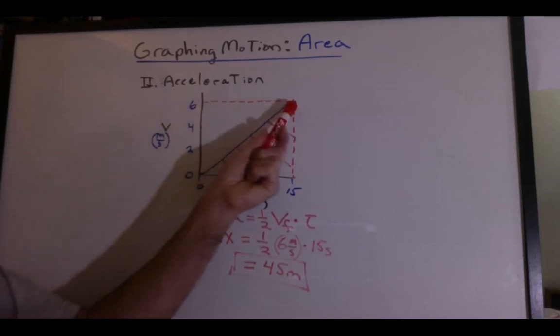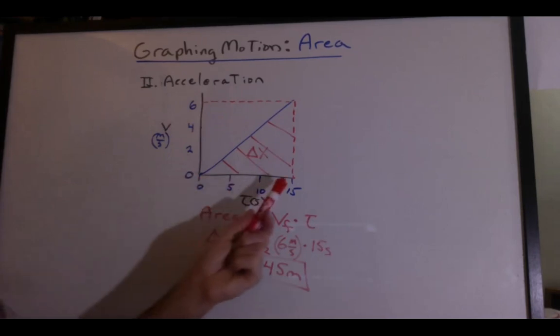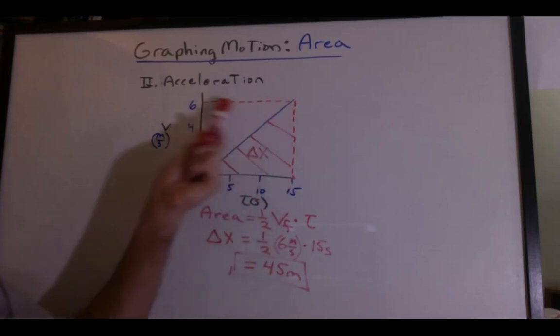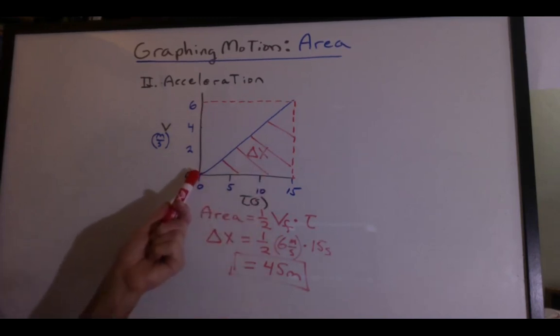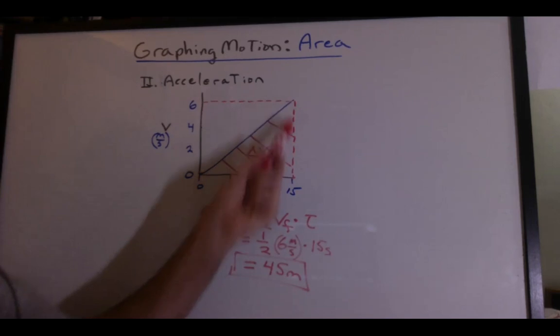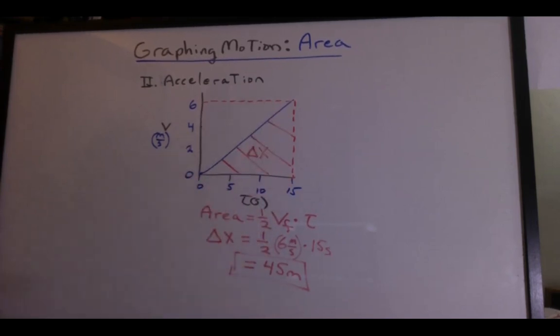Well, what would happen if we started out at 6 meters per second and we stayed at that constant 6 meters per second? We would have had 6 meters per second times 15. Well, that would have been a rectangle, and that would have been 90 meters. But as you can see, because we started at 0 and increased, we've only covered half that distance, and so that's 45.